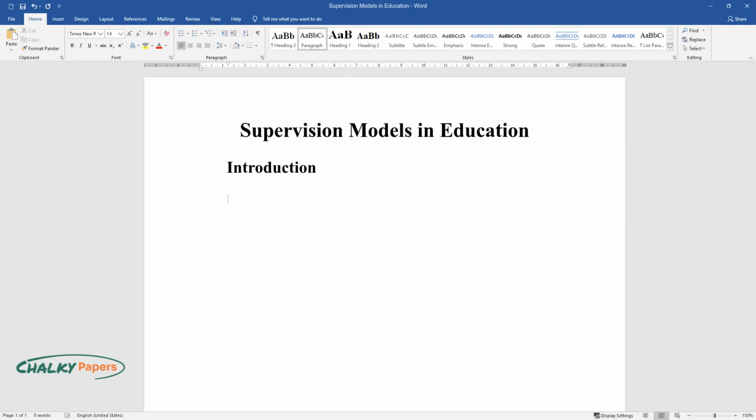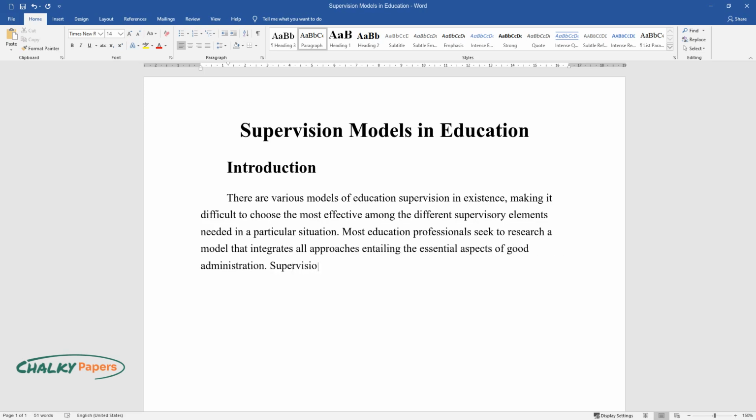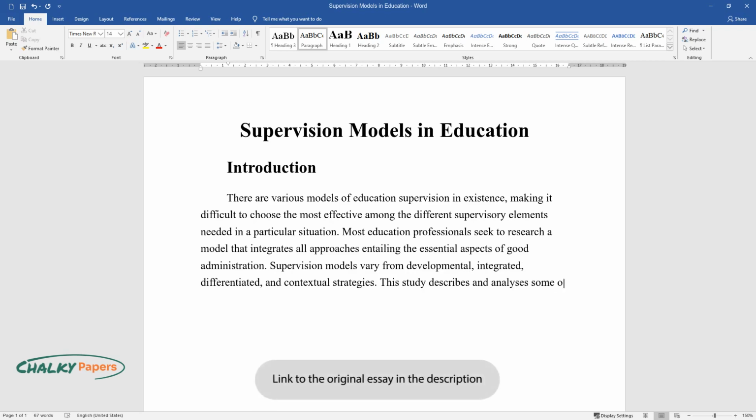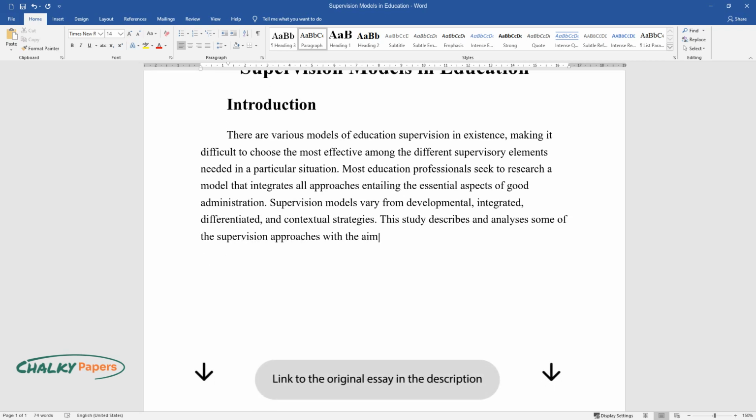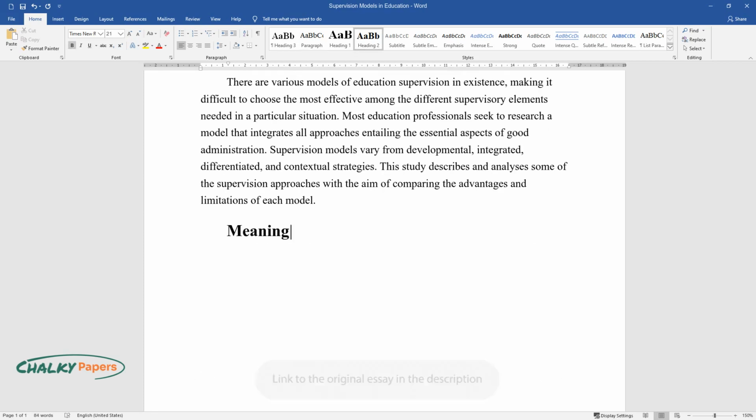Introduction. There are various models of education supervision in existence, making it difficult to choose the most effective among the different supervisory elements needed in a particular situation. Most education professionals seek to research a model that integrates all approaches, entailing the essential aspects of good administration. Supervision models vary from developmental, integrated, differentiated, and contextual strategies. This study describes and analyses some of the supervision approaches with the aim of comparing the advantages and limitations of each model.